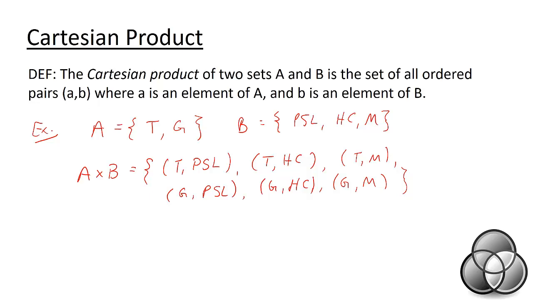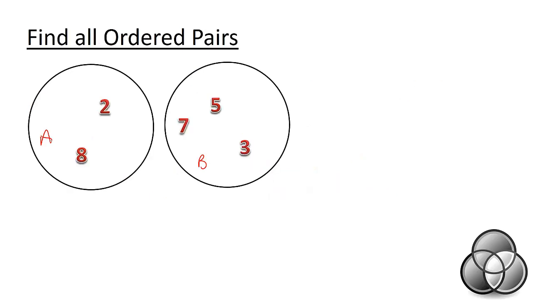Let's take a look at a few more examples. Let's try to find all ordered pairs of the sets A and B. Remember that we can write our Cartesian product as A cross B, and because it's a set, we use curly brackets. We want the set of all ordered pairs. Let's begin with the element 2 that's in set A. We could match that up with the element 3 from set B, then match element 2 up with element 5, and finally, element 2 with element 7.